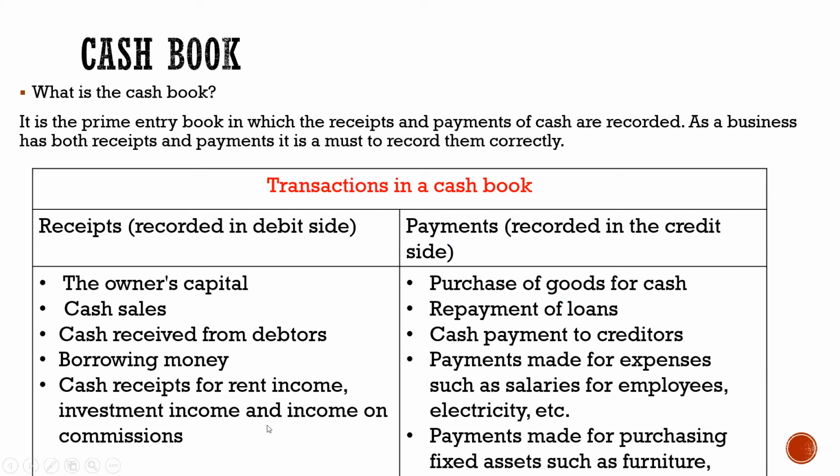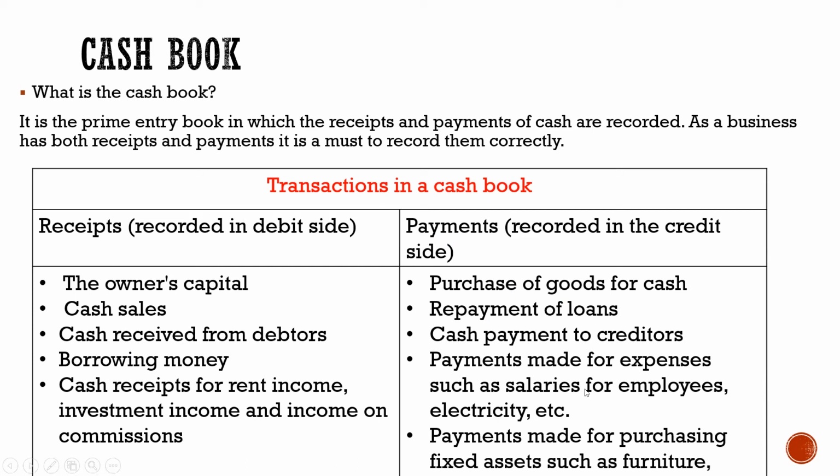On the receipt side, you would have owner's capital, cash sales, cash received from debtors, borrowings the business does, and cash receipts from rent income, investment income, and income on commissions. So such income categories. All the receipts of money to the business are recorded here.